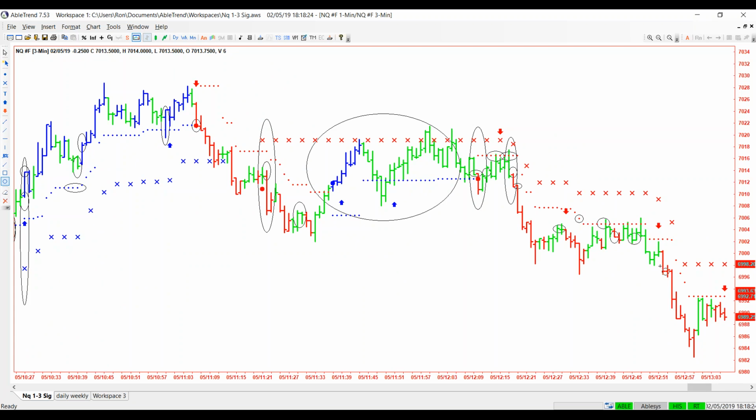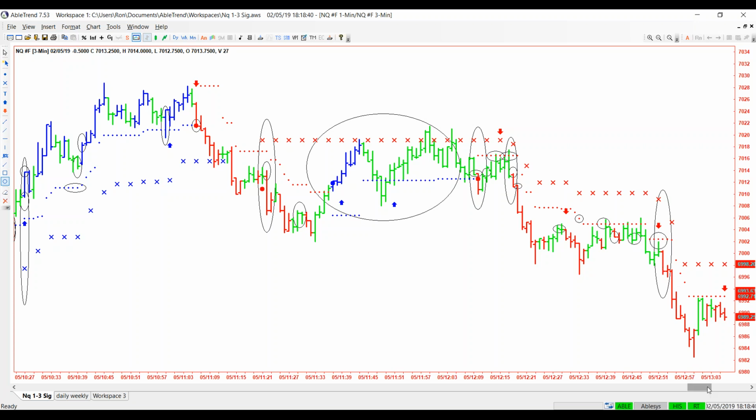Okay, now you say, well, what about here? Is this a sweet spot? Yeah, it is. Think about it. The green bar, the price touched the red dot, bounced off of it. There's your red, went to a red bar, got the triple confirmation. Red bar, red dot, red X, we're good.